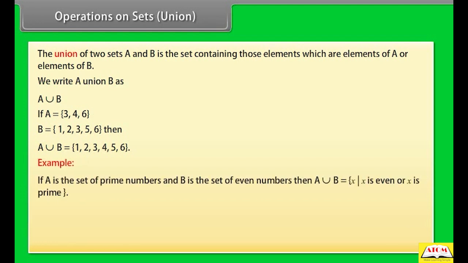Example: if A is the set of prime numbers and B is the set of even numbers, then A union B is equal to {x such that x is even or x is prime}. If A is equal to {x such that x is greater than 5} and B is equal to {x such that x is less than 3}, then A union B is equal to {x such that x is less than 3 or x is greater than 5}.